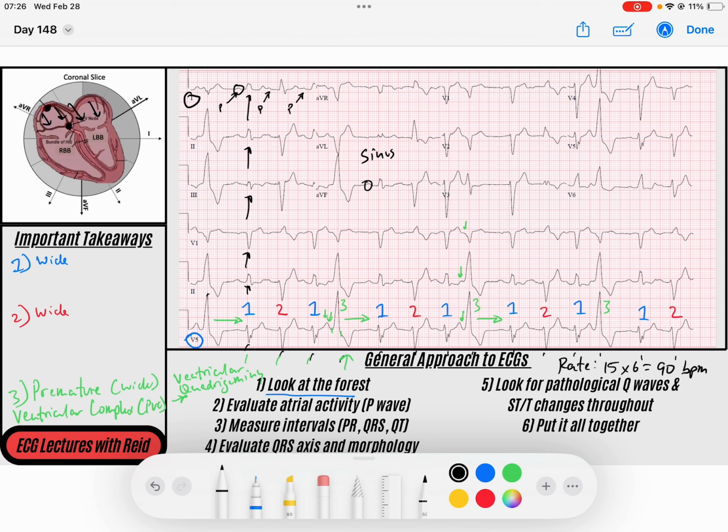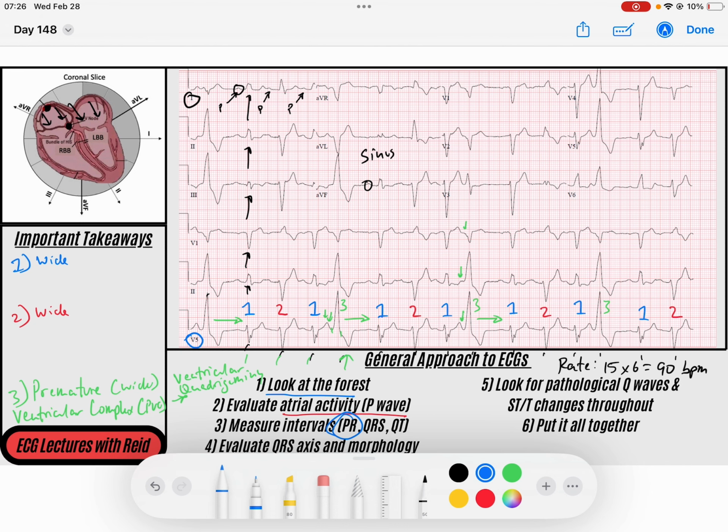So these wide complex beats, number 1 and 2, I'm guessing that these are aberrantly conducted beats. You can see that they're wide, so that's our thought. And so we have figured out what our atria is doing. What are the ventricles doing? Before we get there, let's see what the AV node is doing.